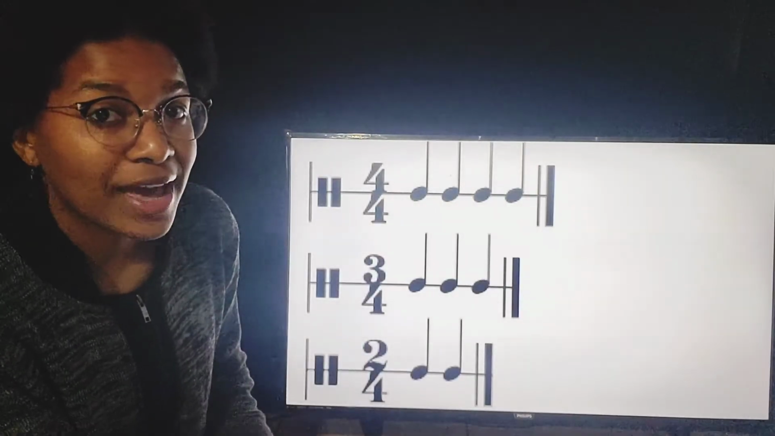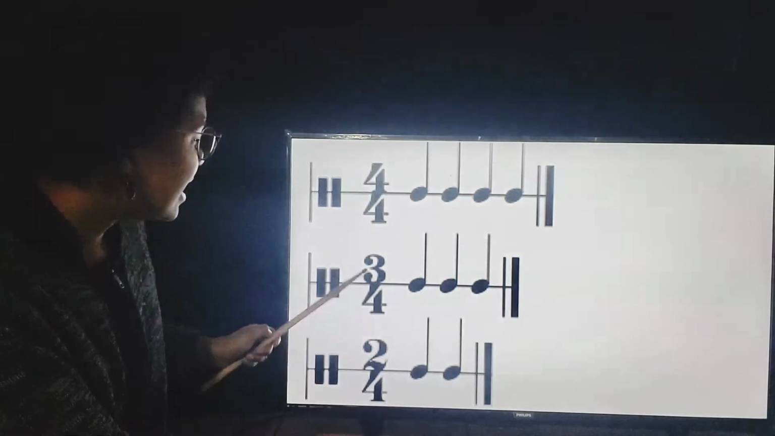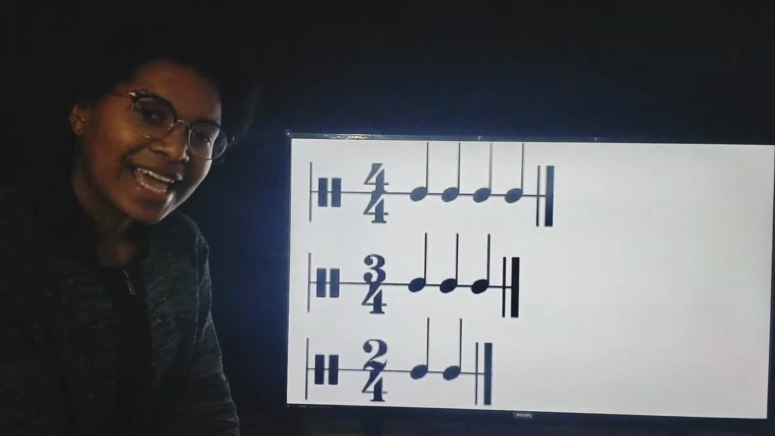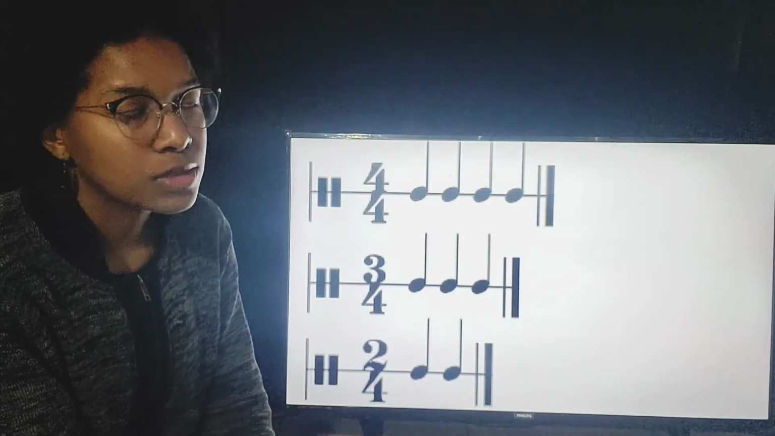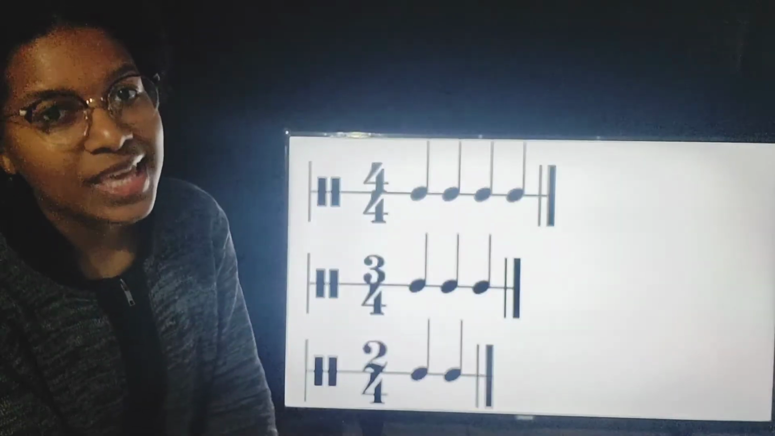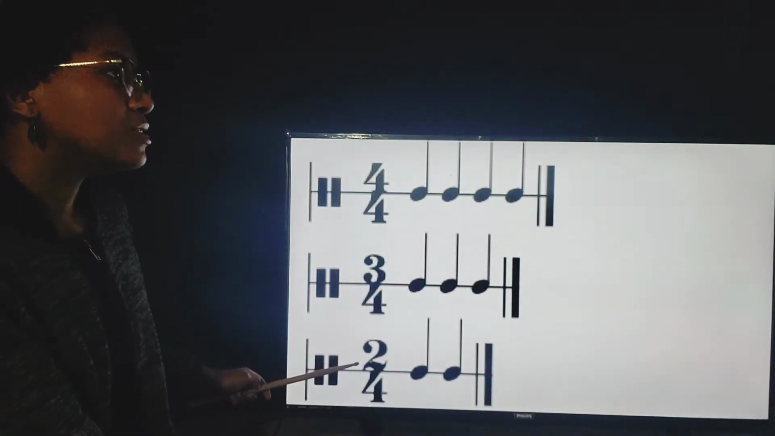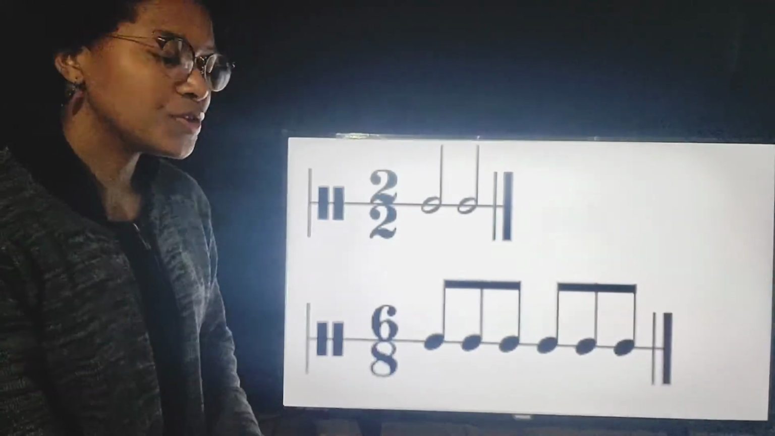Next is 3/4. In 3/4, we know we have 3 beats in the measure. And again, the quarter note gets 1 beat. Ready, go. 1, 2, 3. Next is 2/4. In 2/4, we know that we're going to get 2 beats in each measure. And once more, the quarter note gets 1 beat. Ready, go. 1, 2.